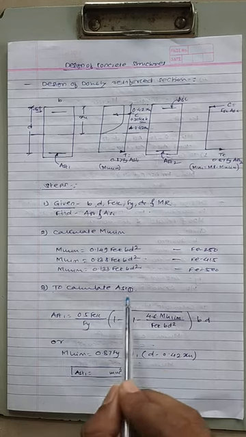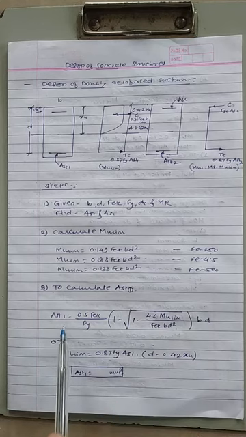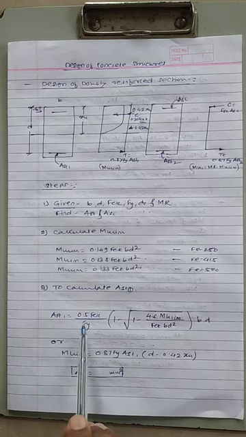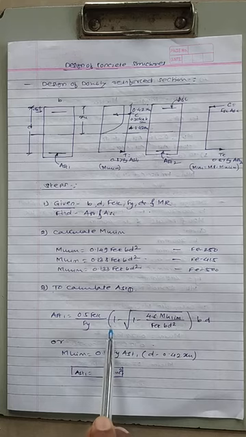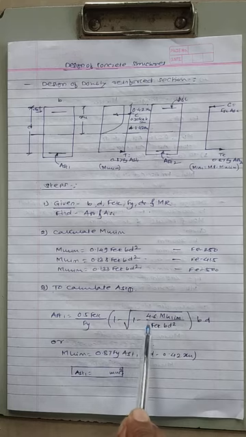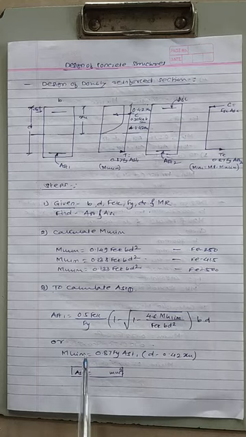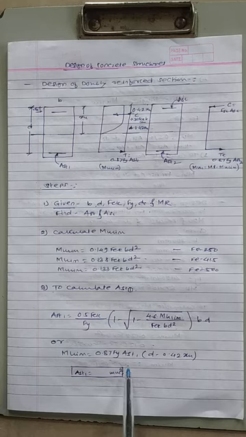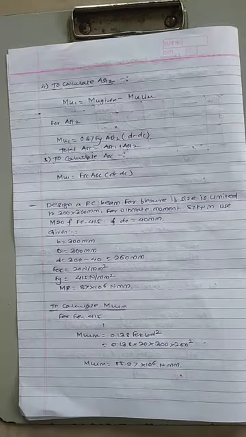To calculate AST1, considering this MU limit value, use the formula AST1 is equal to 0.5 FCK upon Fy, in bracket 1 minus square root of 1 minus 4.6 MU limit upon FCK BD square, into B into D. Or MU limit is equal to 0.87 Fy AST1 into D minus 0.42 XU. And this XU will be the balanced section XU, that is XU max. By using the formula, calculate AST1.